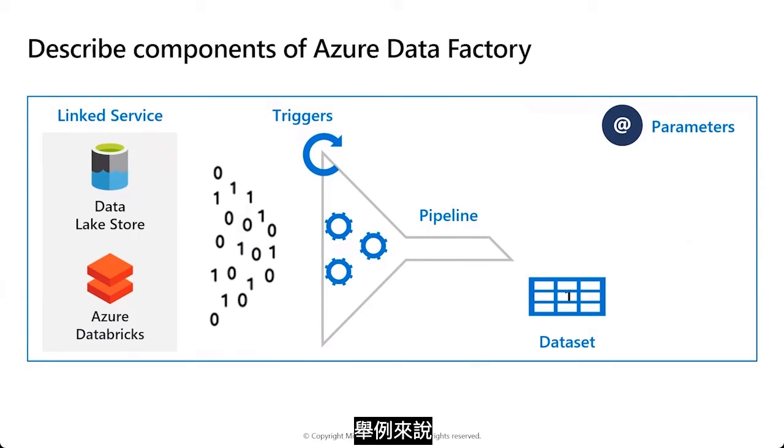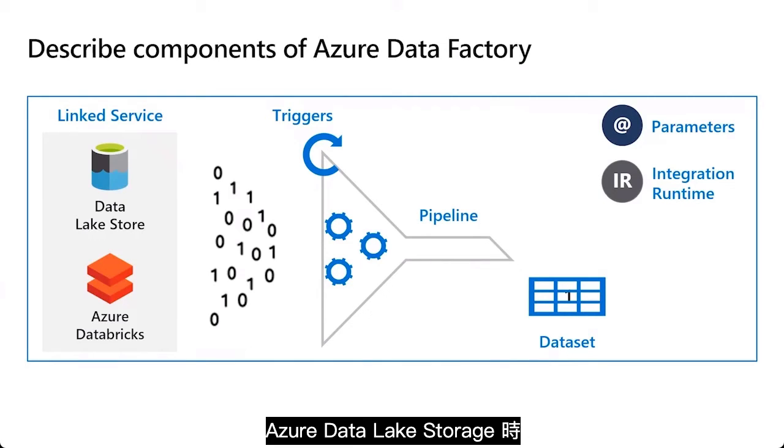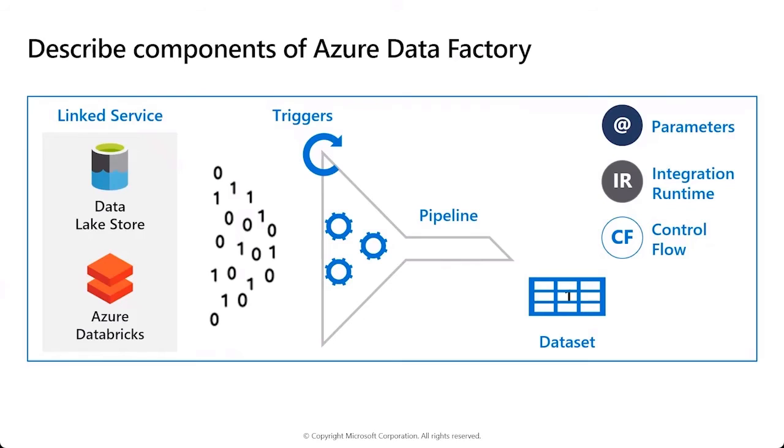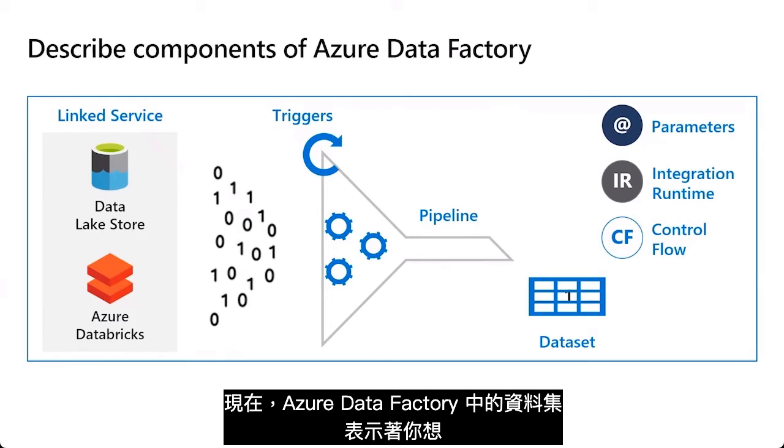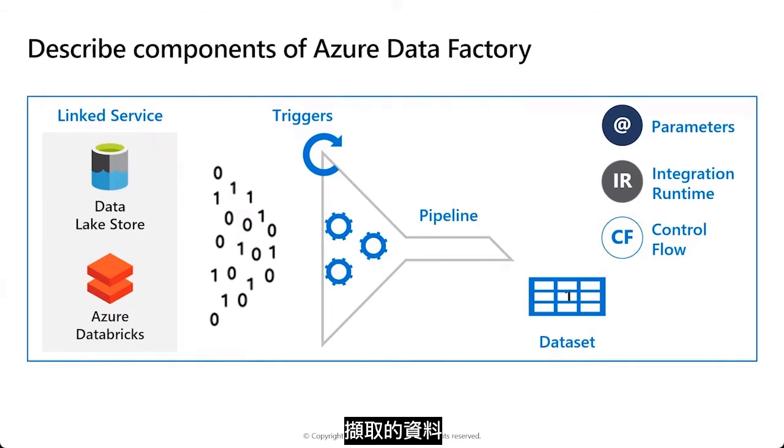So say, for example, we can trigger a pipeline to run every Saturday night or at repeated intervals. We can also trigger a pipeline to run every minute or every hour, or when an event occurs. So for example, when a file gets landed into Azure Data Lake Storage, or a blob gets deleted from Azure Blob Storage.